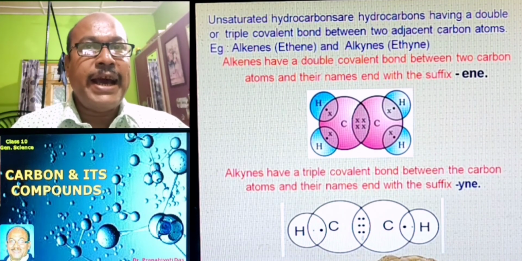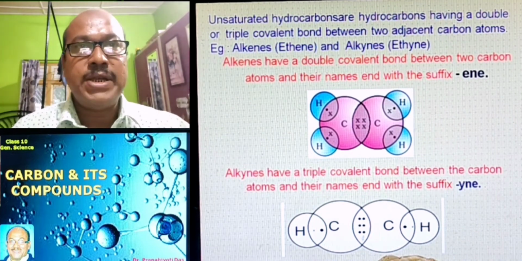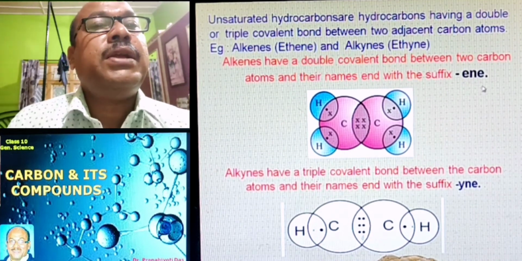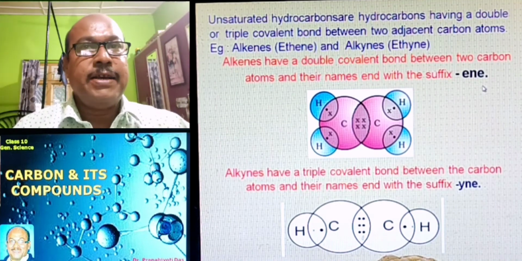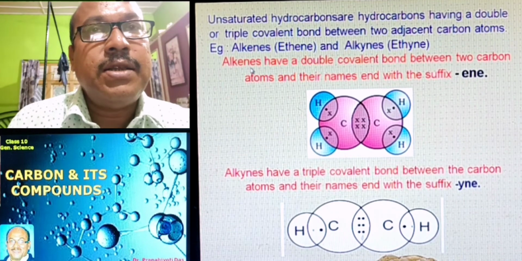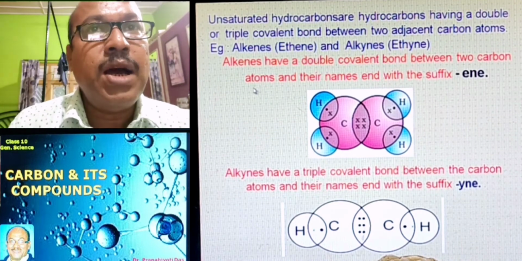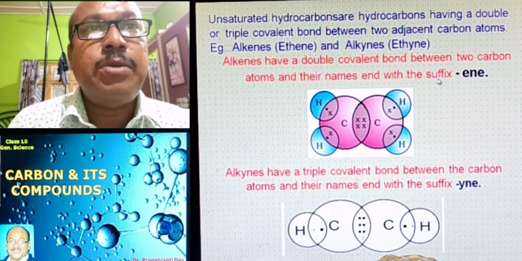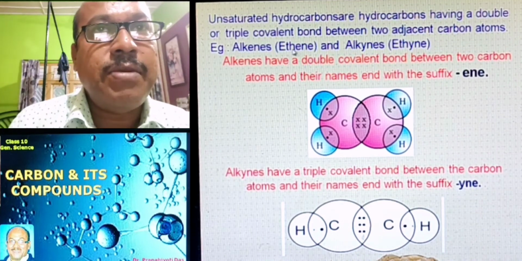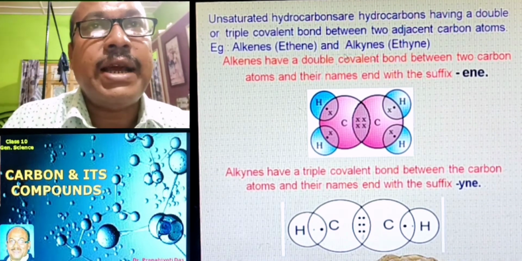Saturated were alkanes, but these are alkenes, and their names will always have a suffix added to them, and the suffix is ene. You can see it is ene, but in case of alkane it was ane. So what are alkenes? You can see here it's given in the red ink. Alkenes have a double covalent bond between 2 adjacent carbon atoms, and their names end with the suffix ene. Examples of some alkenes, like you can see within brackets, are given here: ethene, then alkynes, we'll come to the alkynes later, ethene.